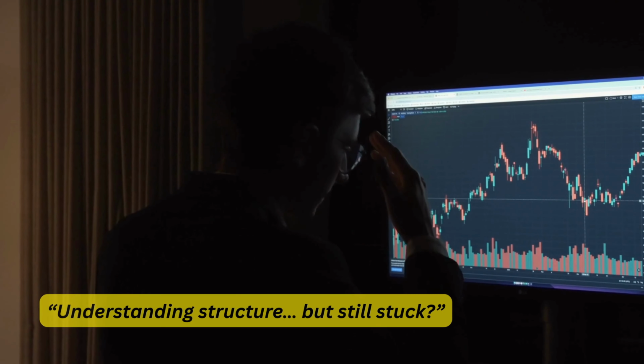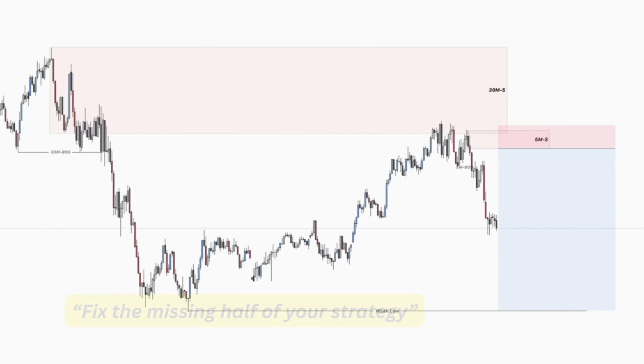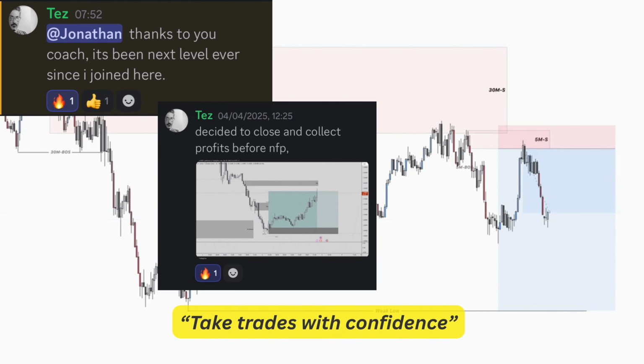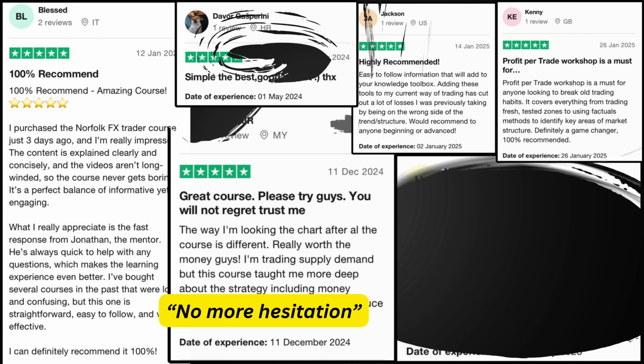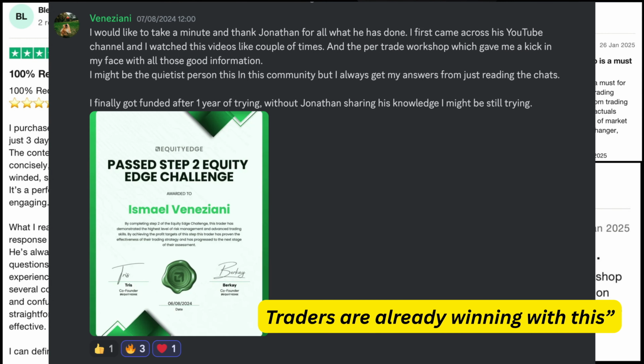If you're starting to understand structure, but still feel stuck when it comes to placing real trades, this is where it all clicks. You'll finally fix the missing half of your strategy, the part that turns smart money structure into trades you can actually take with confidence. No more second guessing, no more late entries. Once you see this, your charts will never look the same again.